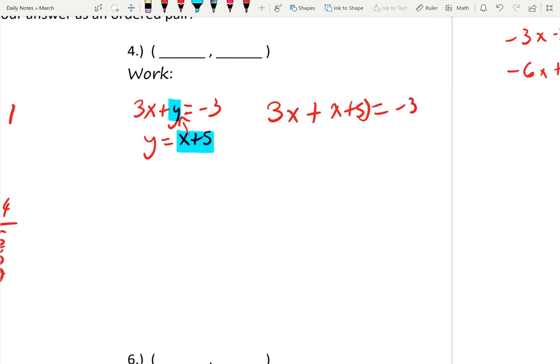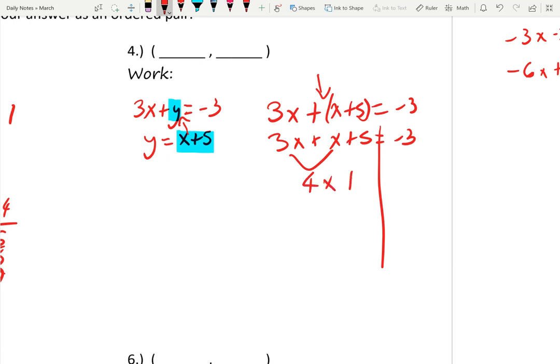So now again, we just solve it. Because there's no number to distribute into the parentheses, I'm simply going to rewrite this without parentheses because it's not needed. Same as the last problem, basically. We have 3x plus x, that's going to give us 4x. Bring down the plus 5 and the minus 3. Then we'll get rid of the 5. We'll subtract 5. This will leave you with 4x equal to negative 8. Negative 3 minus 5 makes negative 8.